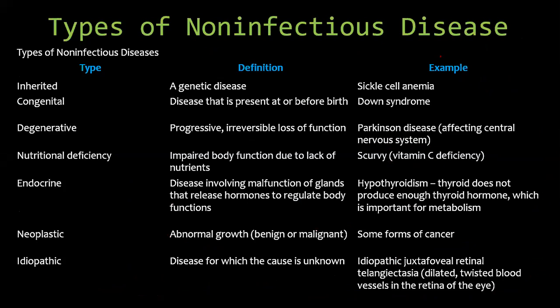Types of non-infectious disease. There are different types of non-infectious disease. Non-infectious disease means we are not going to get it from an infected person. Inherited genetic disease, like sickle cell anemia. You have to inherit it.